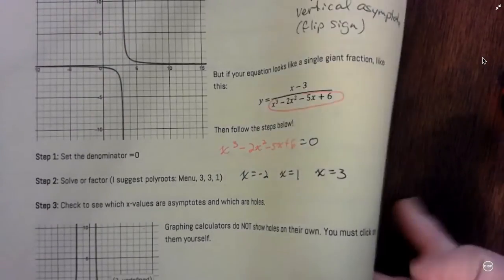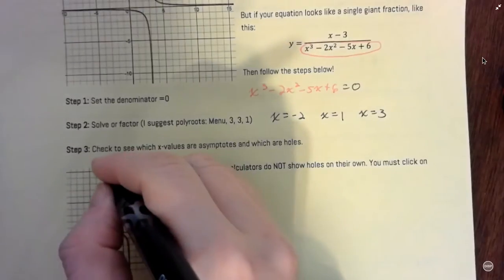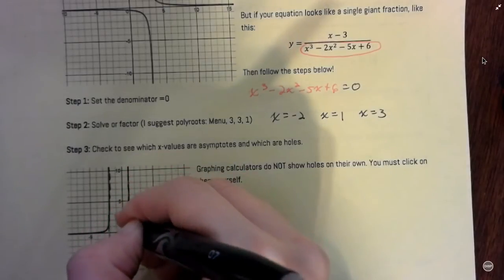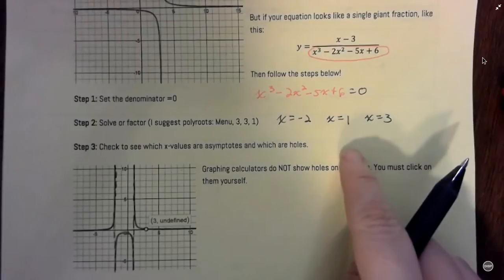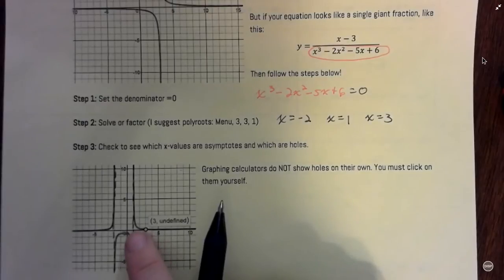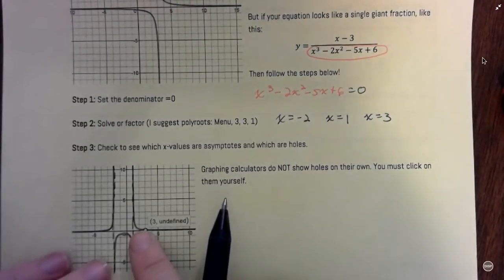So now I have to find out which ones are asymptotes. So which ones are these barriers right here? And which one is going to be a hole? Spoiler alert, it's the 3. Which one is going to be a hole? Which is just a gap in the graph. It's this one point that is undefined because there is no corresponding y value.